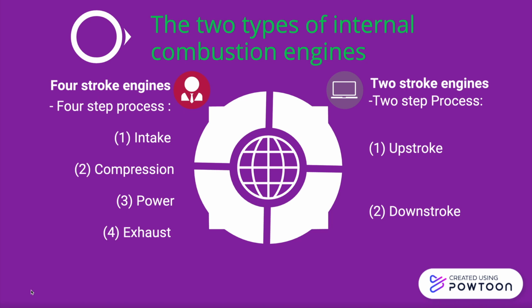Then we have downstroke. And the downstroke is when the ignited fuel pushes the piston down and it turns the crankshaft. The transfer port is uncovered because the piston moves, forcing the fuel to go to the top of the cylinder, and then it allows the process to repeat all over again.